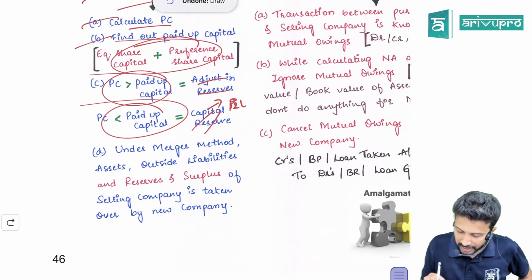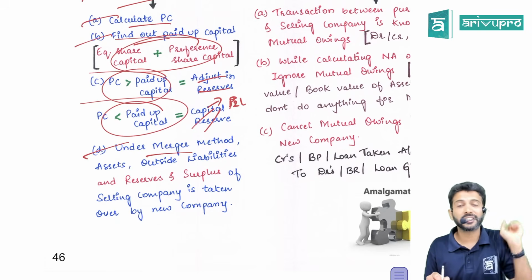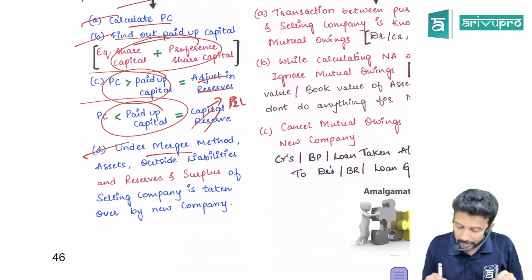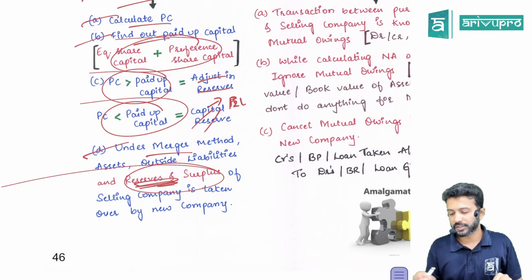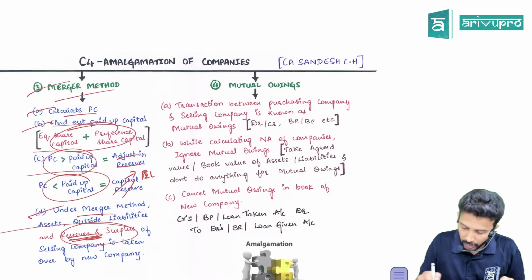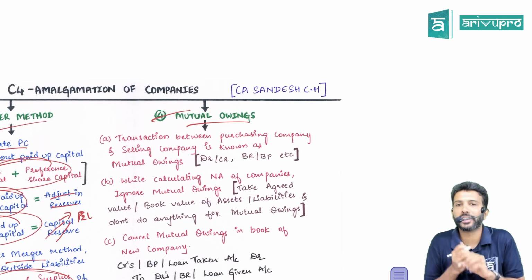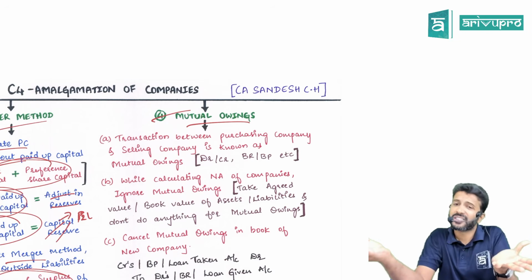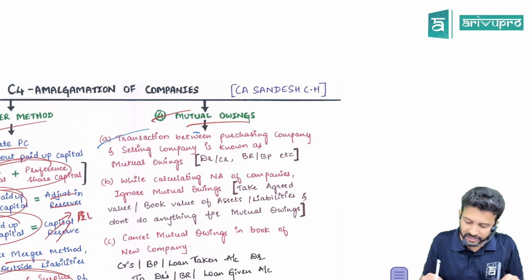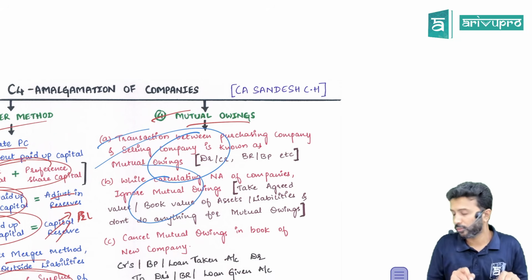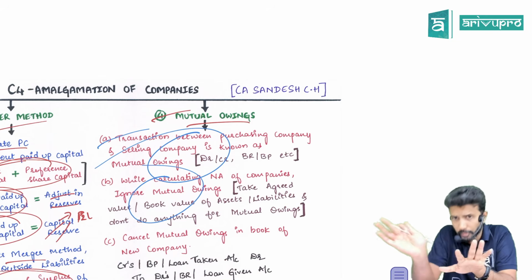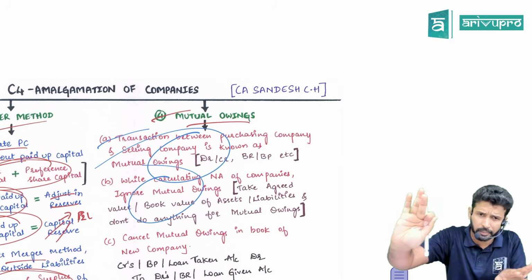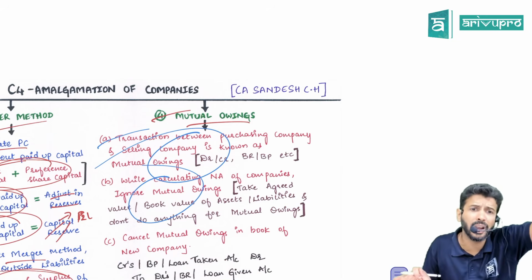Okay. Under merger method, what all will happen? The purchasing company will not only take over assets and liabilities, but will also take over reserves and surplus of the selling company. Okay. Then we discuss something called mutual owings. Mutual owings means what, sir? Transactions happening between the purchasing company and the selling company. When you're calculating net assets of individual companies, will you do anything for mutual owings? Will you exclude it, deduct it, add it? Nothing. Think that it is not there and do your normal working.